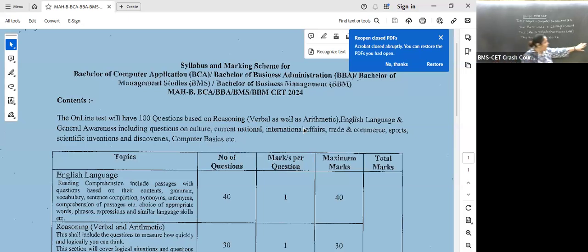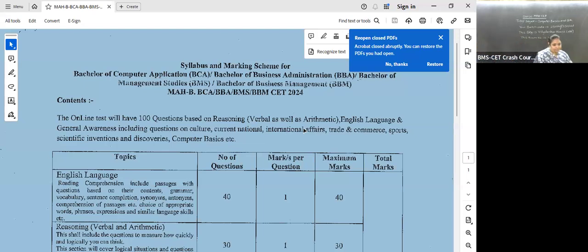So the very first topic is English language. You must have appeared for your English papers, so you know what comes, like passages, and then the questions based on the passage. Of course, you have a separate English teacher, she'll be looking after this particular section.